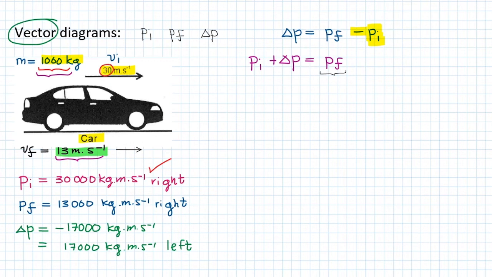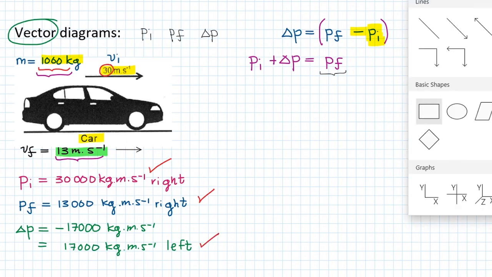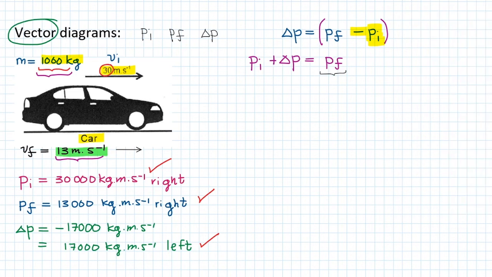To calculate the change in momentum, I took the final momentum and subtracted the initial momentum, and I got the final answer to be negative 17,000 kilograms per meter per second, which is the same as 17,000 kilograms per meter per second to the left. So now that we have the initial momentum, final momentum, and change in momentum, we can draw vector diagrams. So we start off by drawing the initial momentum. My drawing will of course not be to scale, but here's the initial momentum, which is 30,000 kilograms per meter per second to the right.